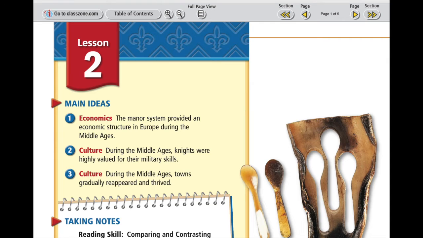Chapter 9, Lesson 2. Main Ideas. Economics. The Manor system provided an economic structure in Europe during the Middle Ages. Culture. During the Middle Ages, knights were highly valued for their military skills. Culture. During the Middle Ages, towns gradually reappeared and thrived.